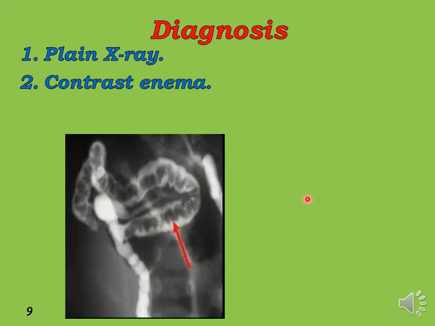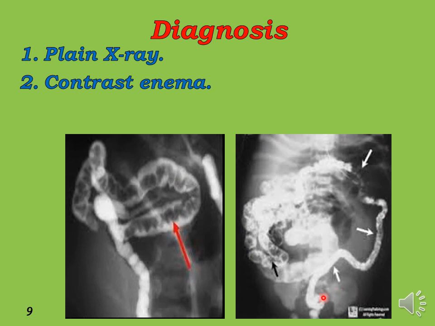Contrast enema. If we use contrast enema, we may see a narrow caliber colon, unused, disused, and there is a filling defect. Filling defect means an area not occupied by the contrast, due to pellets of meconium in the terminal ileum and in the colon. So a filling defect, and a narrow caliber, small caliber colon, collapsed. These arrows indicate the small caliber colon.